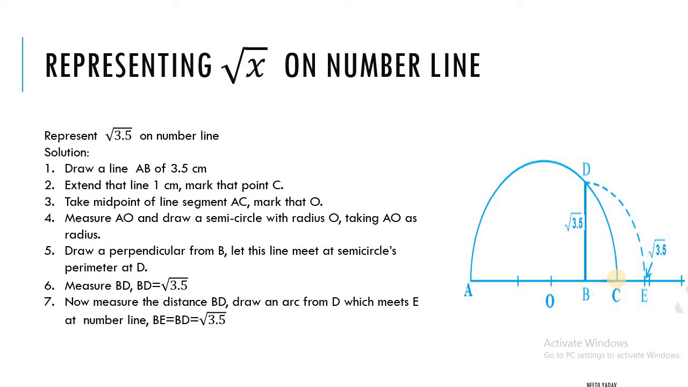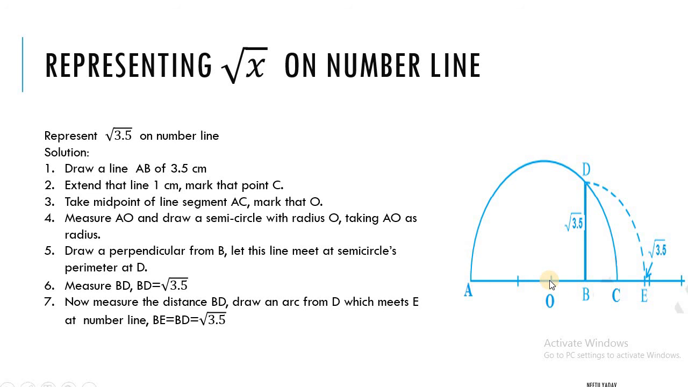For the next step you have to mark the midpoint of the line. As you know that we can do the perpendicular bisector of the line with the help of compass easily. So draw a perpendicular bisector, and this O is the midpoint of the line segment AC. Now measure this AO. This will be your radius, and put your compass here and draw a semicircle. Draw a semicircle on taking AO as radius.